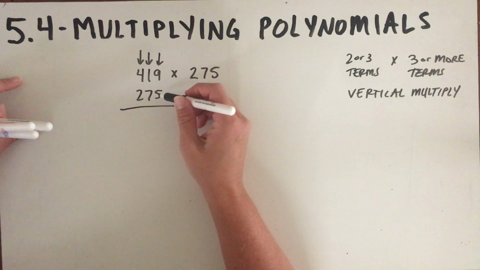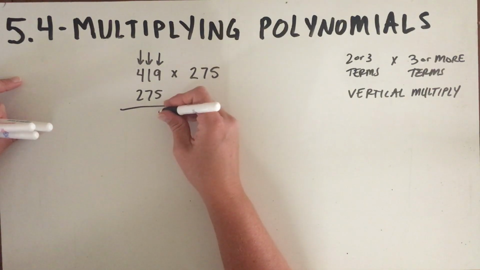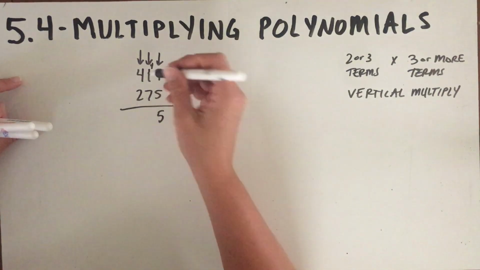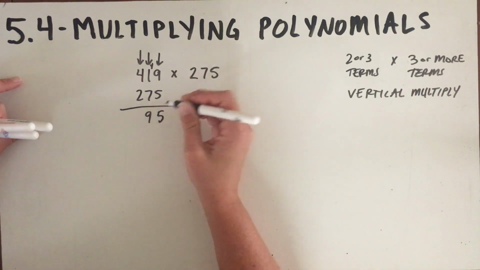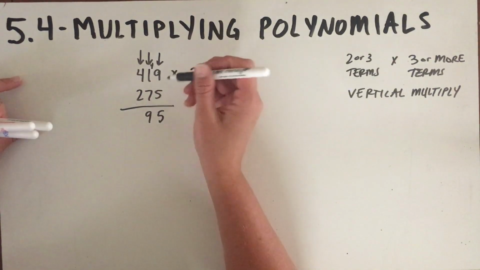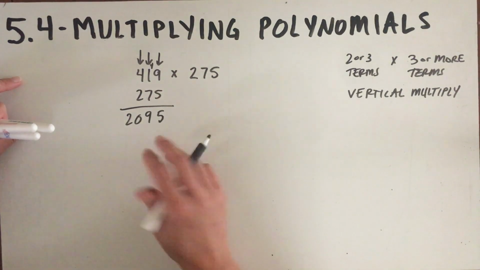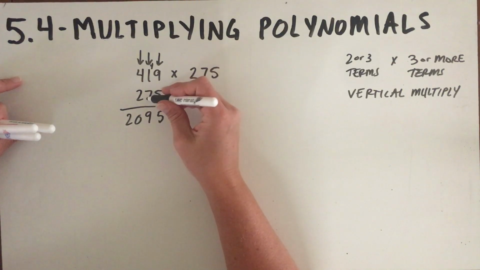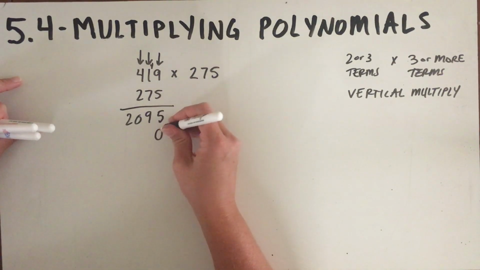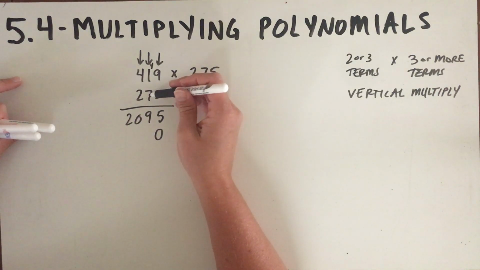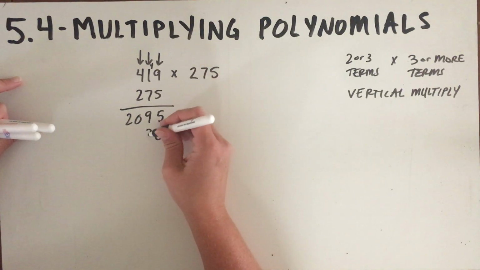I'm going to start with the 5, multiply it by the 9, and say, oh, that's 45, carry the 4. 5 times 1 is 5, plus that 4 is 9. 5 times 4 is 20. So I get this 2095 when I multiply the 5. And then I'm going to move over to the 7, and I'm going to put a 0 right here because I'm no longer in the ones column. I'm now in the tens column, and I'm going to say 7 times 9 is 63, and so on.